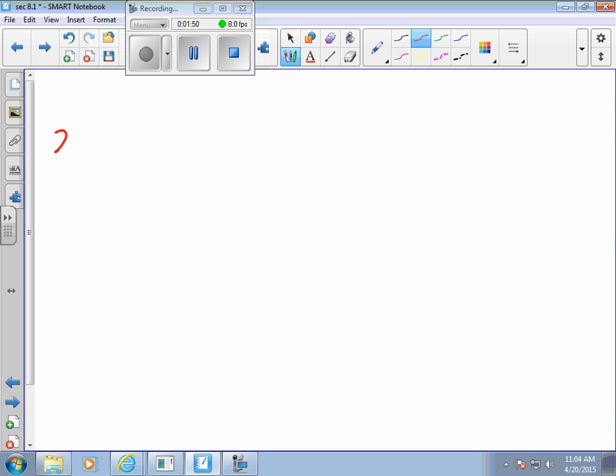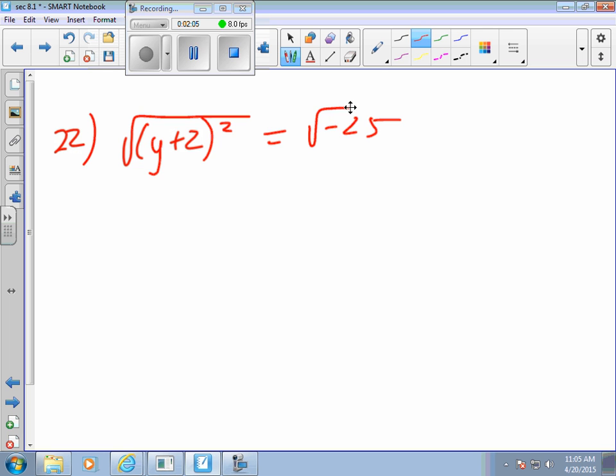For number 22, I have y plus 2 squared equals negative 25. Again, since everything in the parentheses is squared, the opposite operation of squaring is square rooting. Square root goes away, leaving me with plus or minus 5i.